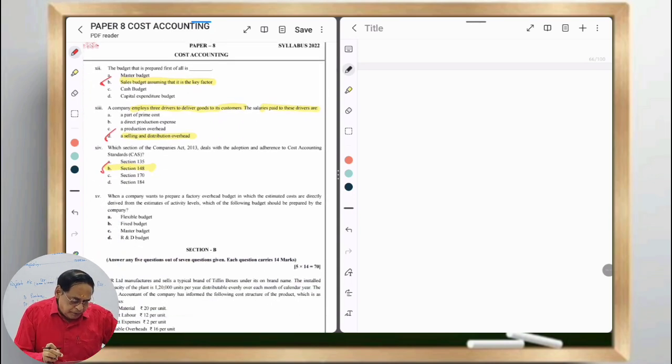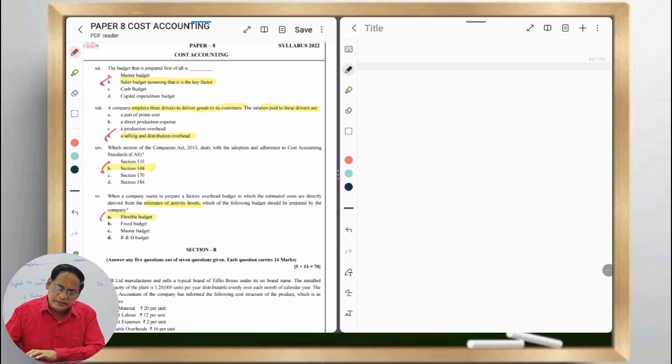And then one more question. When a company wants to prepare a factory overheads budget in which the estimated costs are directly derived from the estimates of activity level. If any budget is on the basis of the estimates of activity level, that budget is called flexible budget. That is a correct answer. The flexible budget is only based on the estimates of activity level. So, A is the correct answer. Make note of it. A is a correct answer.